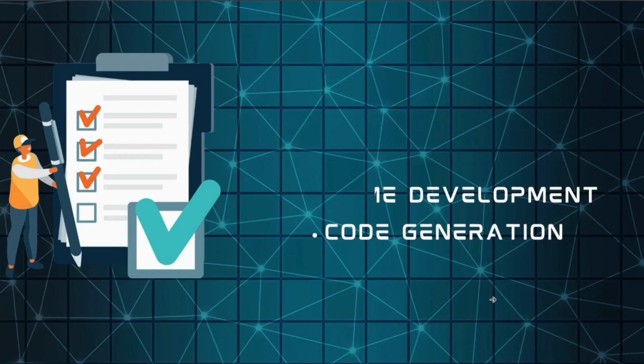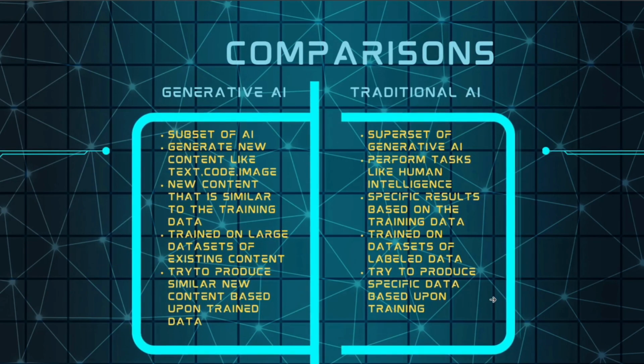Now let's look at a brief comparison between generative AI and traditional artificial intelligence. What do you mean by artificial intelligence? The very first point is that generative AI is nothing but a subset of AI, so we can say generative AI is a part of AI. The second thing to notice is that it generates new content like text, code, and images. When we look at the similar point for AI, it performs tasks like human intelligence. And for generative AI, it is about the new content that it tries to generate based upon the training data.